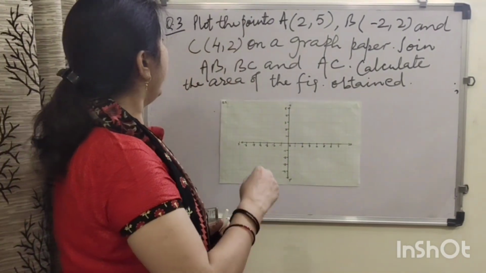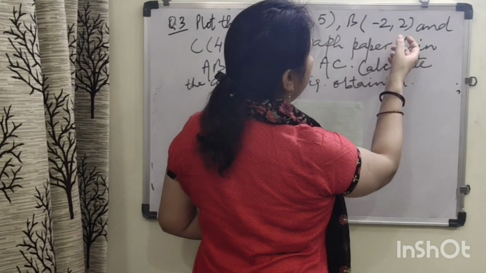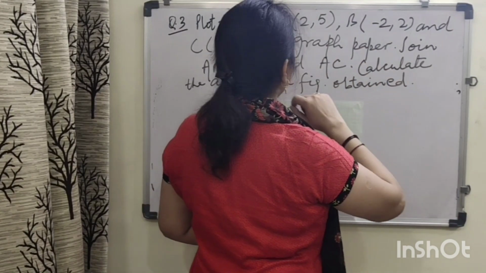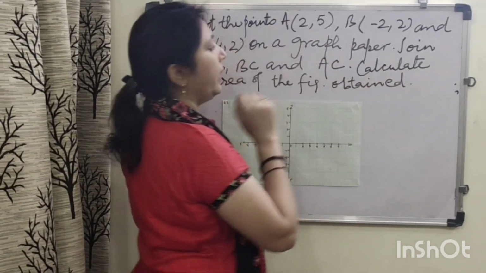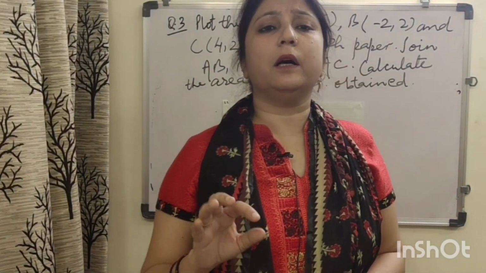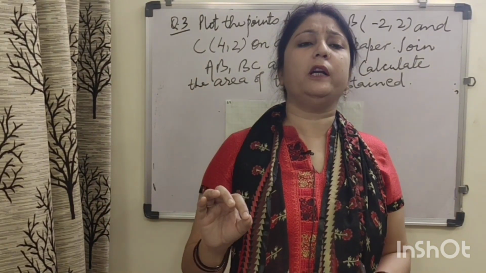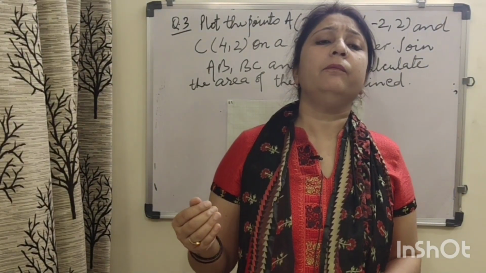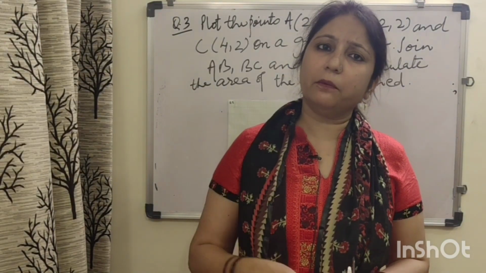Now here I have another question. Plot the points A (2, 5), B (-2, 2) and C (4, 2) on a graph paper. Join AB, BC and AC. Calculate the area of the figure obtained. Now it is not only the plotting of points. After plotting, you have to join the points to obtain the figure, and then you have to calculate the area of the figure so obtained. So let's begin with the question.